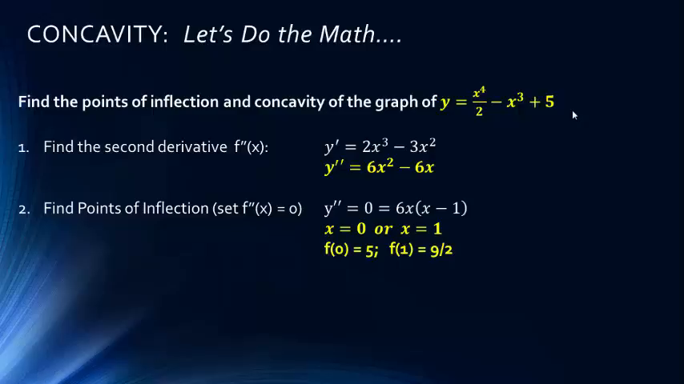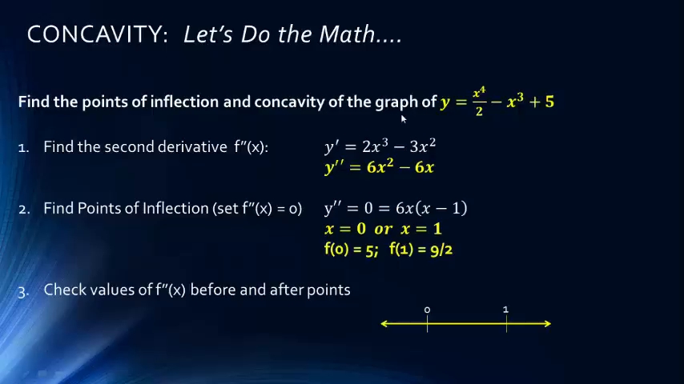Now we want to find the concavity of the graph. The easiest thing to do here is to think of this as a number line, and we have 2 points, x is 0 and x is 1. We want to find out the concavity before and after. Now remember, the second derivative gives us concavity. So the easiest thing in my mind is to put the second derivative, 6x squared minus 6x, in your calculator as a function, and then look at your table underneath the graph function.